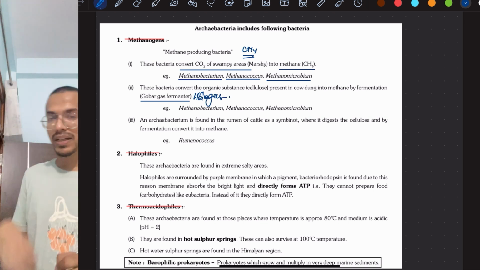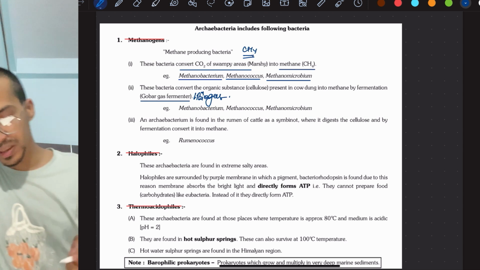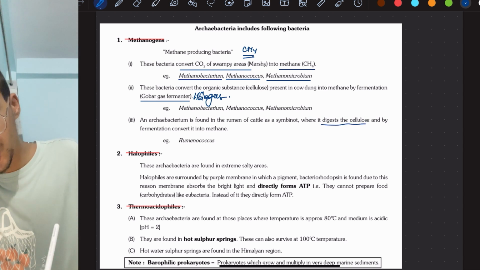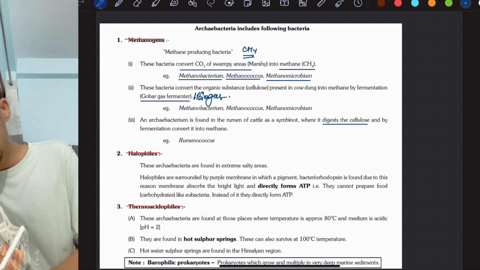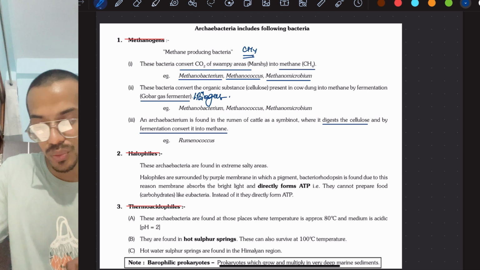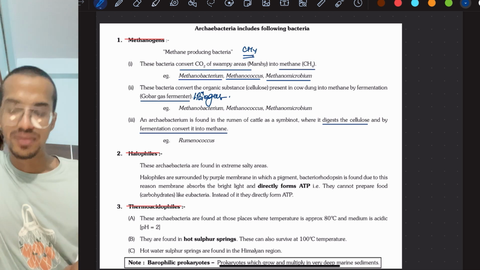This Archaebacteria is normally present in the gut of ruminant animals, that is, your cattle, because it helps in the digestion of cellulose and later ferments it into methane. So these things are present over here. That is the underlying thing you have to remember. In detail, we will learn how biogas works.